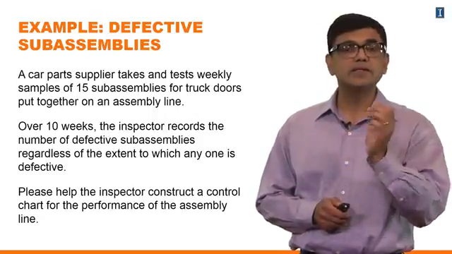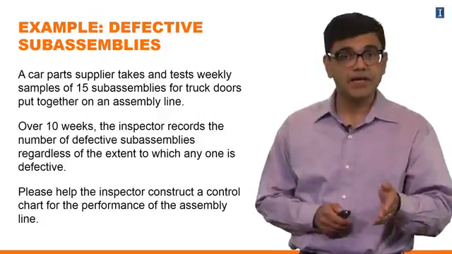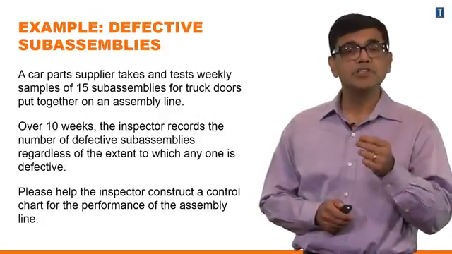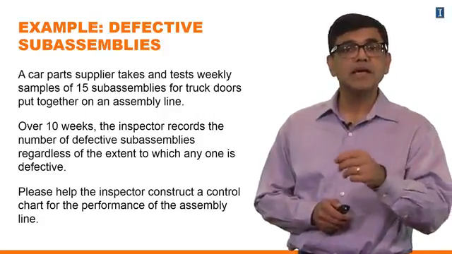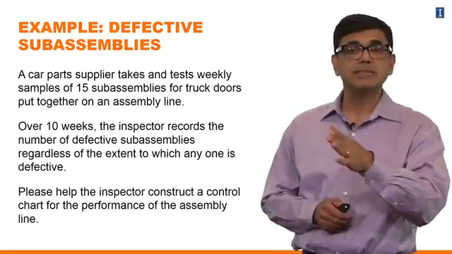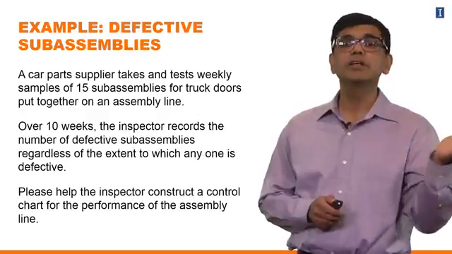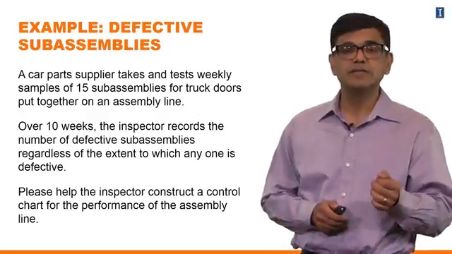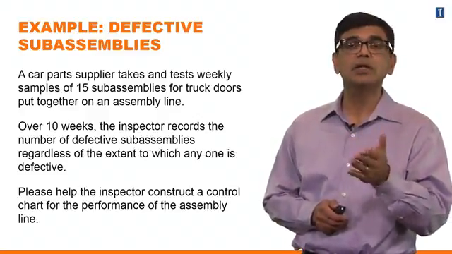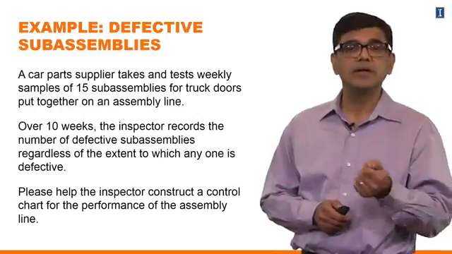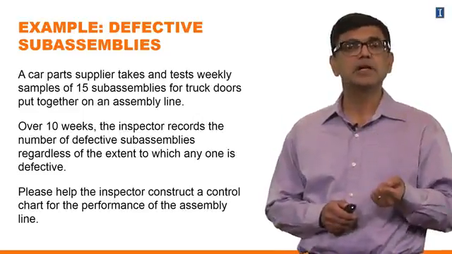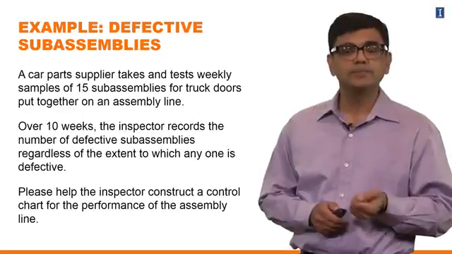The inspector does not care about the extent of defects. So a little scratch on a door versus a door that has a much higher degree of defect is treated the same. They're both called defective regardless of the extent of defect. So if that's all that you care about, looking at defective versus non-defective, this is the kind of chart that would be appropriate.